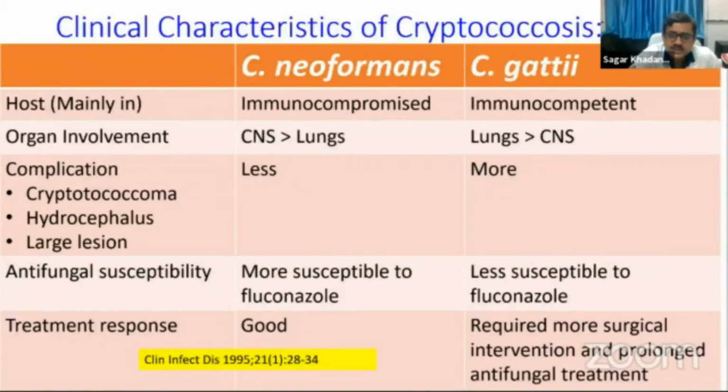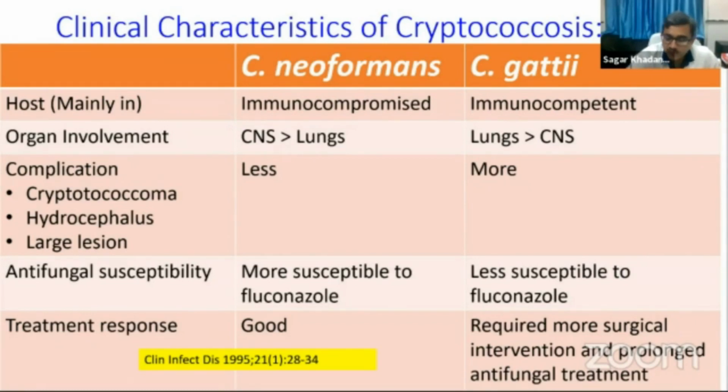Coming to Cryptococcus, two important cryptococci are important. One is Cryptococcus neoformans, the other Cryptococcus gattii. Usually, immunocompromised patients are infected by Cryptococcus neoformans, whereas Cryptococcus gattii can infect the immunocompetent. Organ involvement: with Cryptococcus neoformans, meningitis is more common than lung involvement, whereas it is the reverse for Cryptococcus gattii. Complications are less for Cryptococcus neoformans, more for gattii.